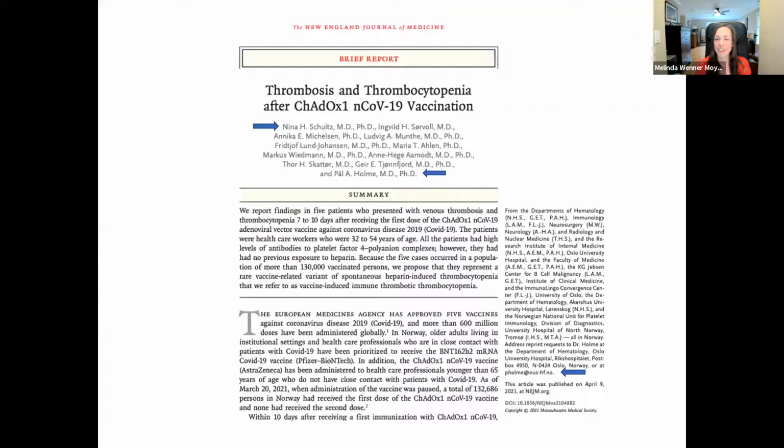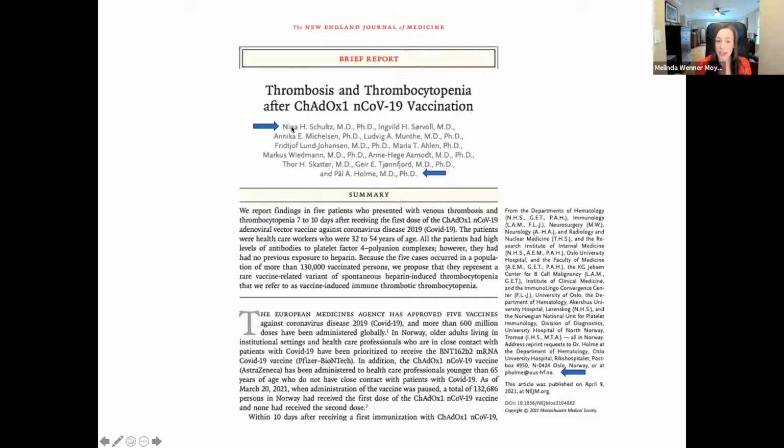Okay, so first, let's talk about finding the study authors on a paper, just very briefly. This is a very timely paper, actually. It was just published about blood clots after the AstraZeneca vaccine. These blue arrows point to some of the authors that I will often reach out to get comments on their paper.